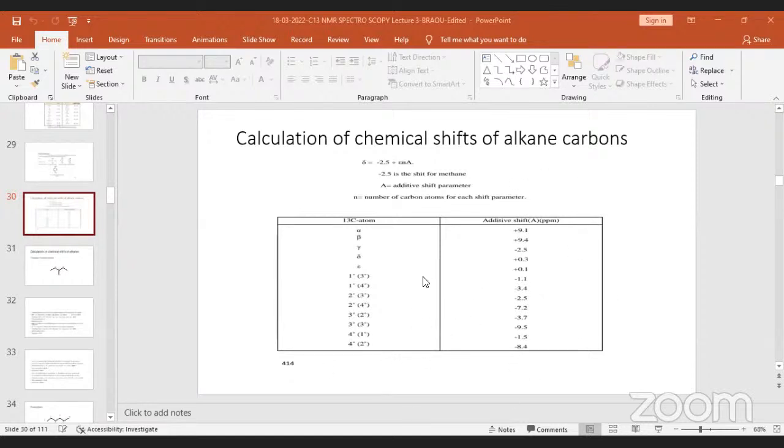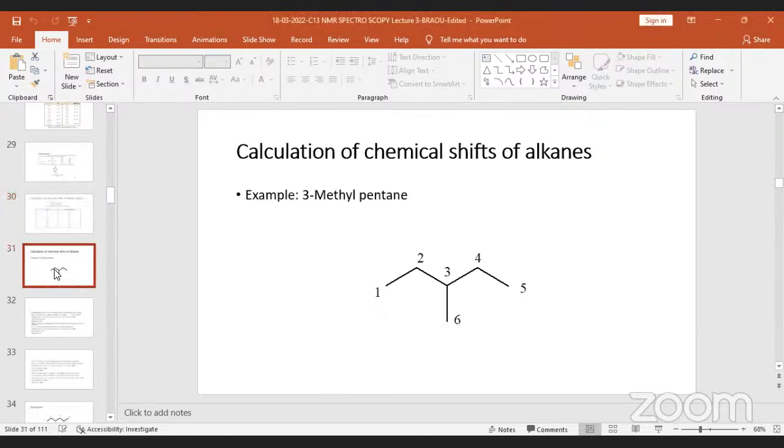So these values you need to remember to calculate, because they are few only, so you can remember, because in the examination they may ask to calculate the chemical shift of simple alkanes. So you need to remember this table. And I'm going to explain this with a simple example by calculating the chemical shifts of 3-methyl pentane. How many non-equivalent carbons are there? Four non-equivalent carbons. Carbons 2 and 4 are the same, 1 and 5 are the same. So you get 4 signals in the C13 NMR spectrum.